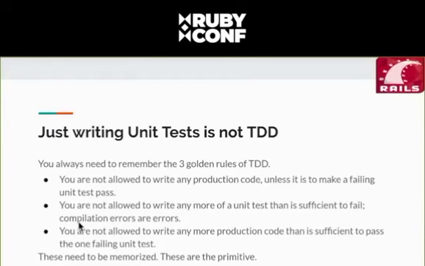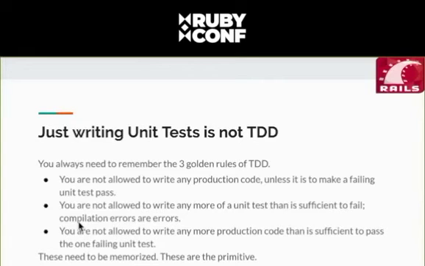The other misconception is that some people say, what if we write code first and then write unit tests and cover it 100%? Even if you achieve the coverage of 100% after writing unit tests, that is not test-driven development. In test-driven development, you need to remember the 3 golden rules. These 3 golden rules are actually the primitives of test-driven development. You need to memorize that.